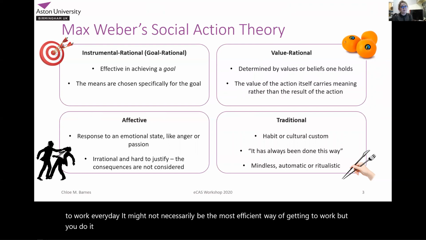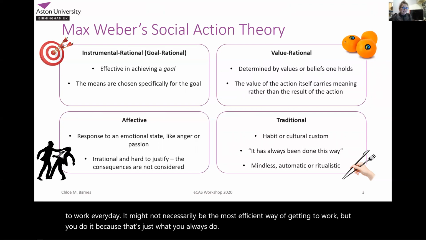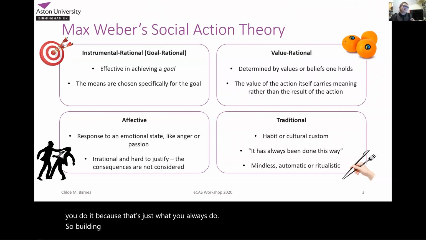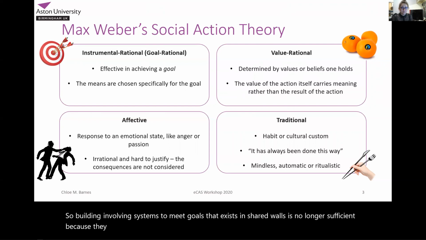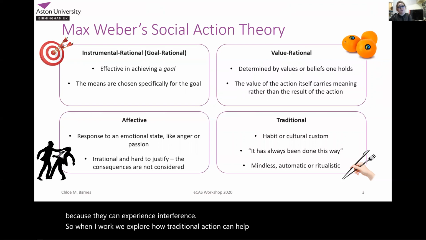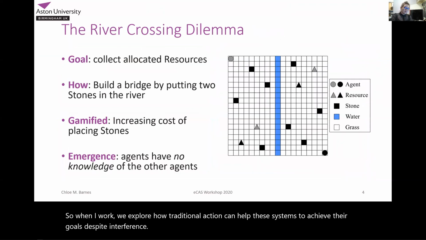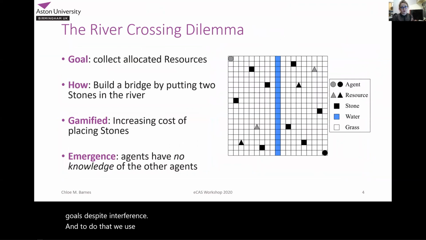So building evolving systems to meet goals that exist in shared worlds is no longer sufficient because they can experience interference. So in our work, we explore how traditional action can help these systems to achieve their goals despite interference. And to do that, we use our testbed, which is the river crossing dilemma.